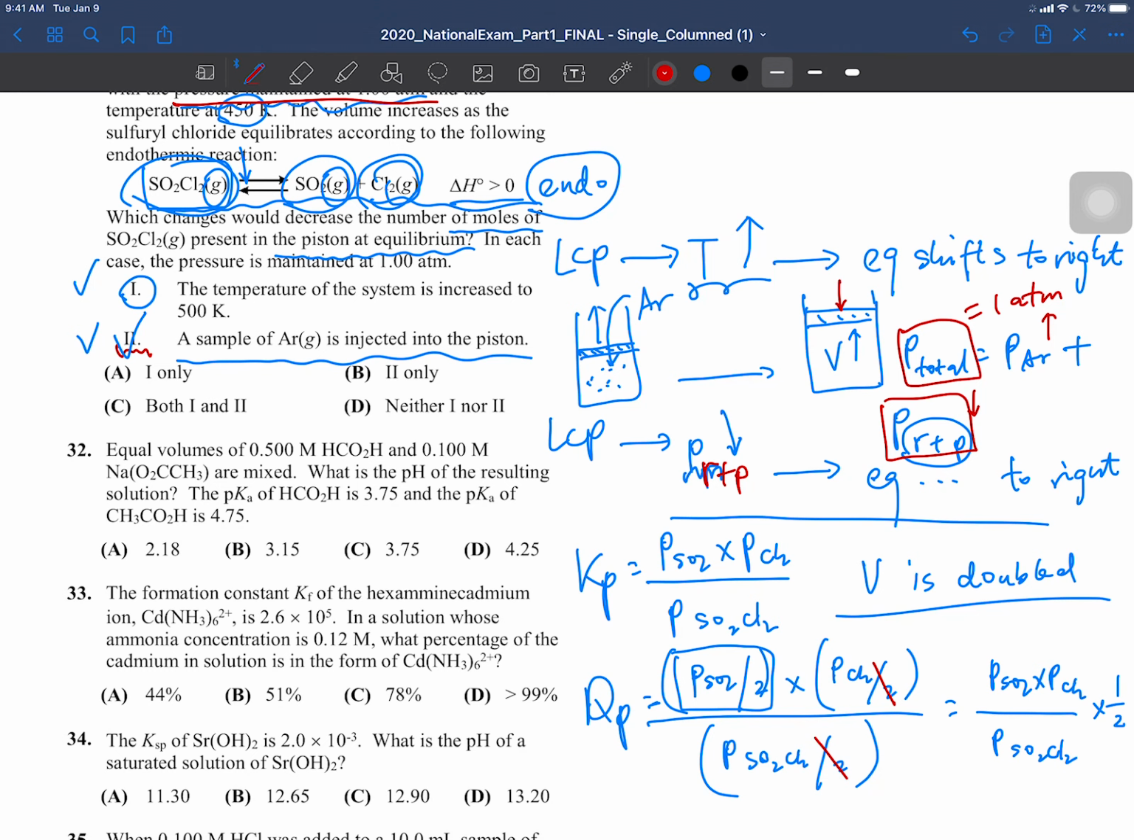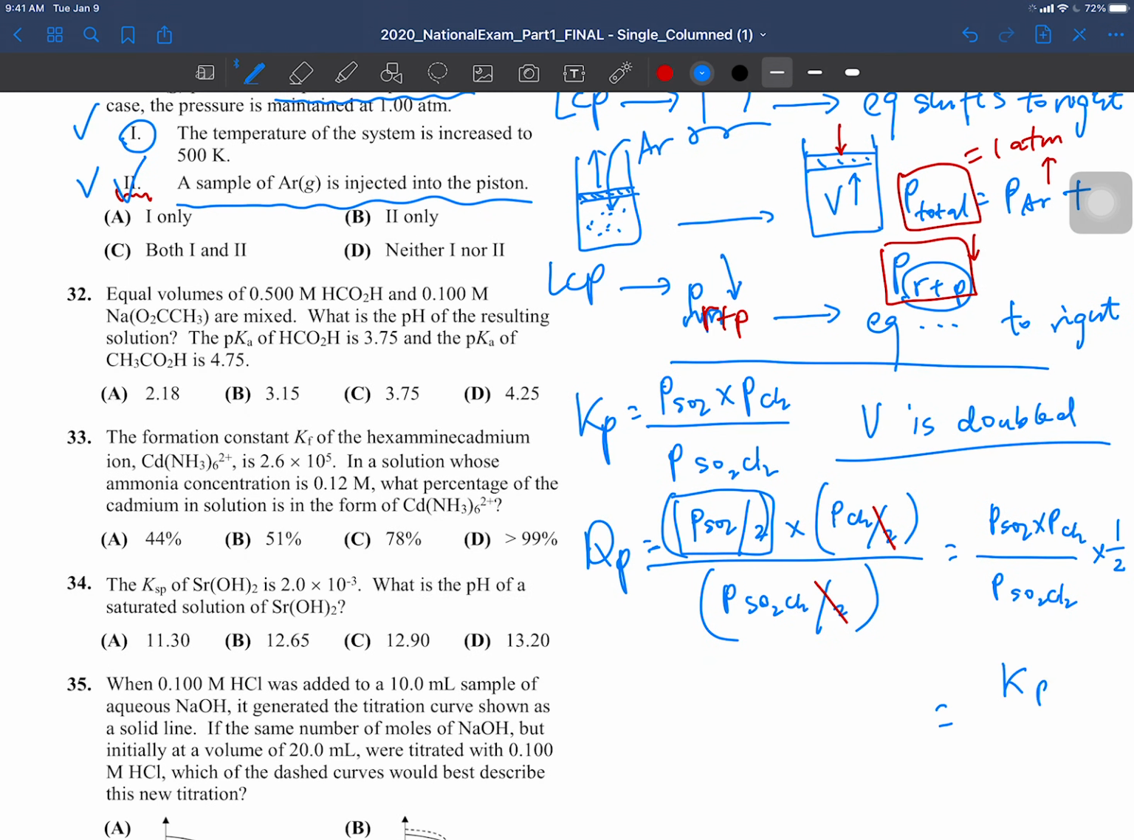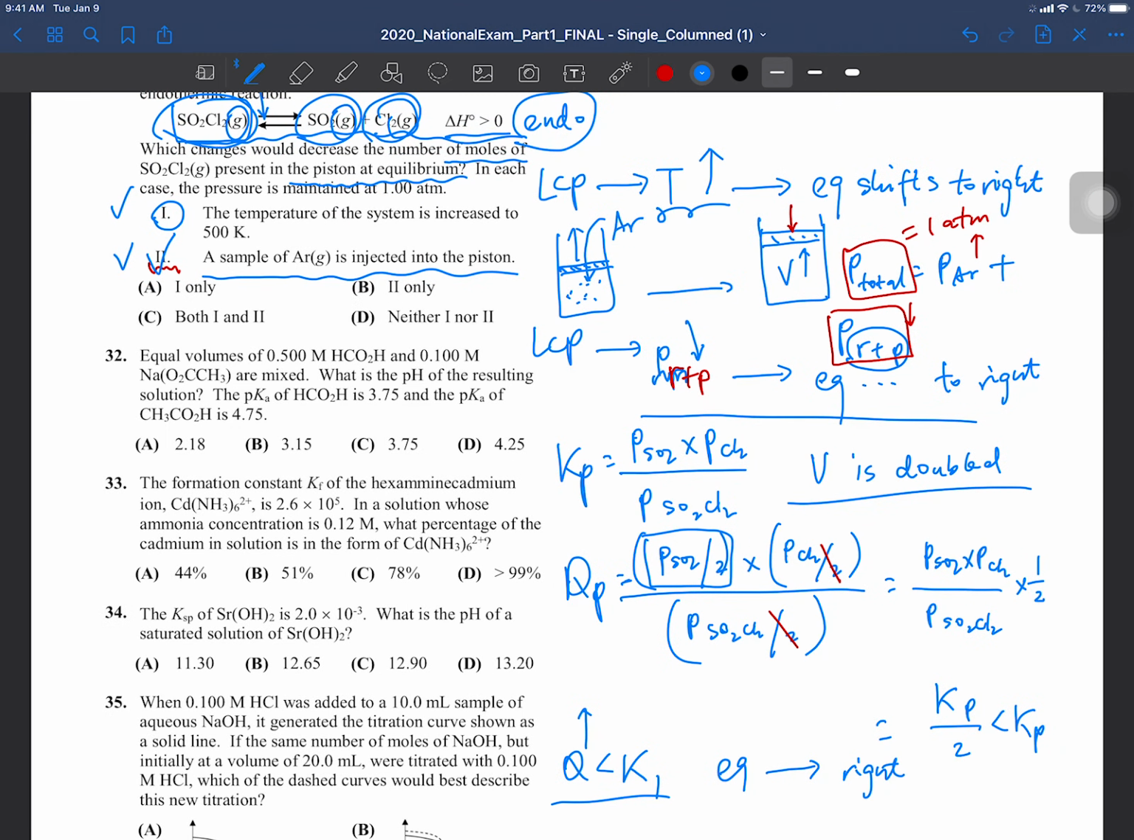Right? So which means it equals Kp divided by 2. Obviously, it's smaller than Kp. So if Q is smaller than K, and the final equilibrium should be Q equals K, right? So the equilibrium should shift to the right side to increase the Q and make the Q approach the K. This is actually how we explain why, when the pressure of the system decreases, the equilibrium will shift to the side with more moles of gases, right?